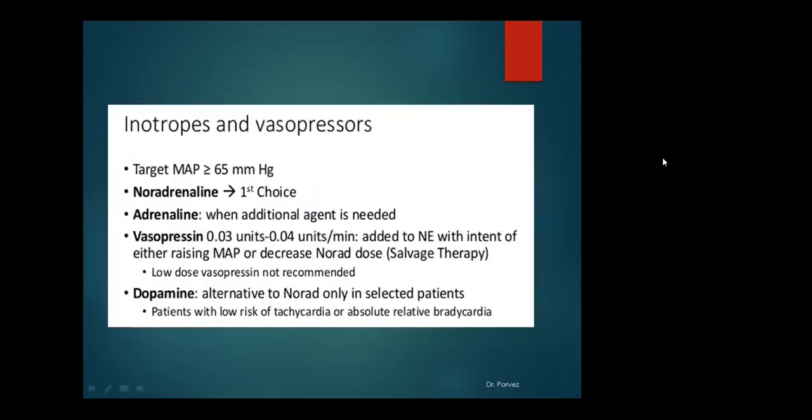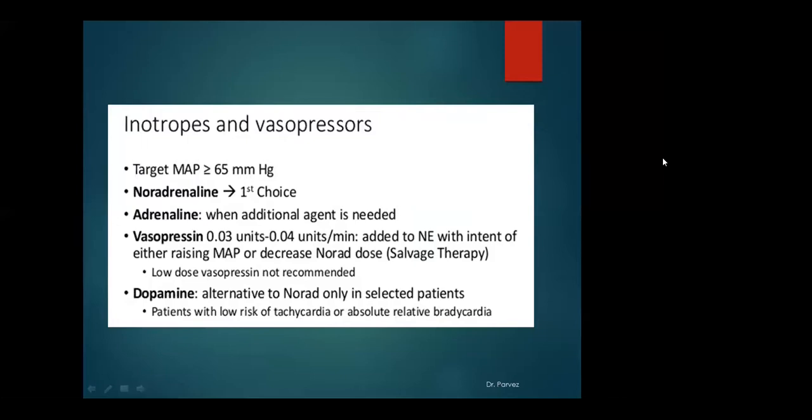Coming to the inotropes, the next point is to start the inotropes after or during the fluid resuscitation. The drug of choice will be norepinephrine, noradrenaline. It is the drug of choice even in COVID patients. It has very few relative contraindications. Almost in all patients, norepinephrine is the drug of choice.